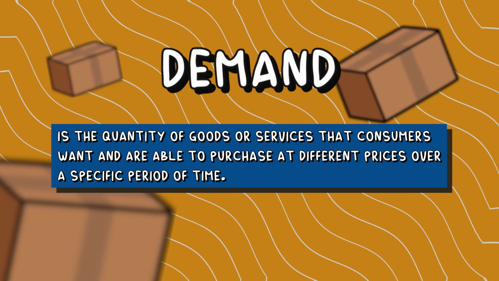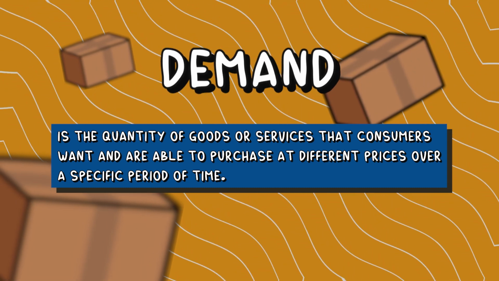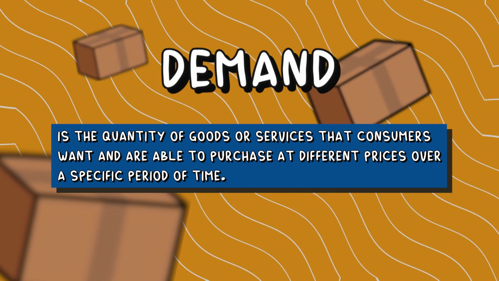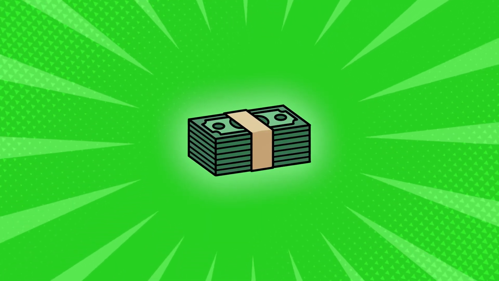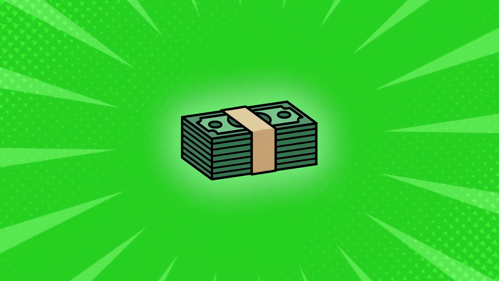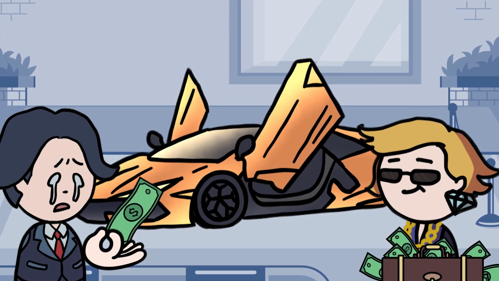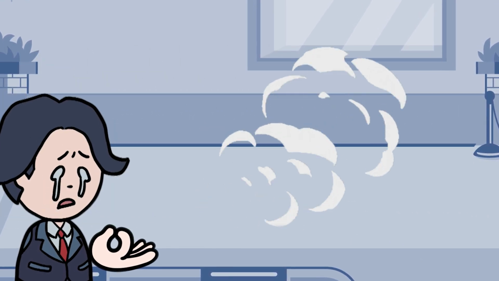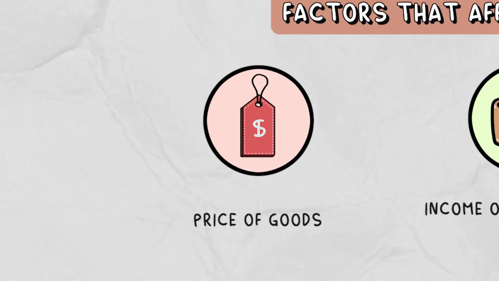Demand is the quantity of goods or services that consumers want and are able to purchase at different prices over a specific period of time. Let's focus on two key details, the desire to buy and the ability to buy. Because demand is not just about wanting goods, it also includes the financial ability to buy those goods. For example, many people may want to buy an expensive car, but only those who can afford it create actual demand for that car. Factors that influence demand include price of goods.